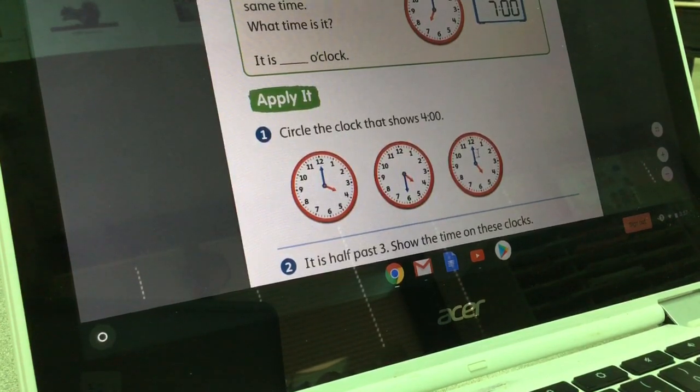For this one, we see that our hour hand is pointing to the 5 and the minute hand is pointing to the 12. This would show us 5 o'clock. 5 o'clock. What are we looking for? 4 o'clock. Which clock did we see that on? The first one.